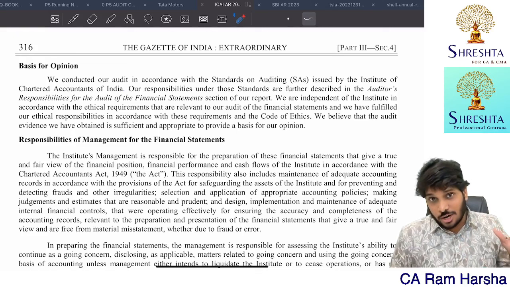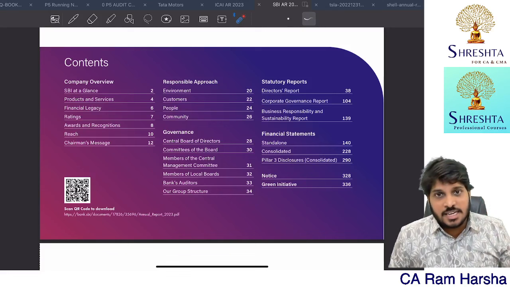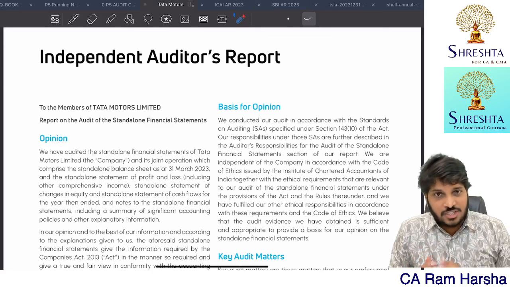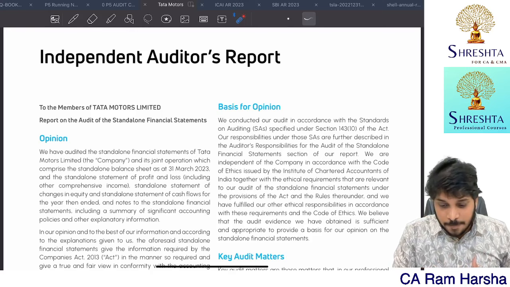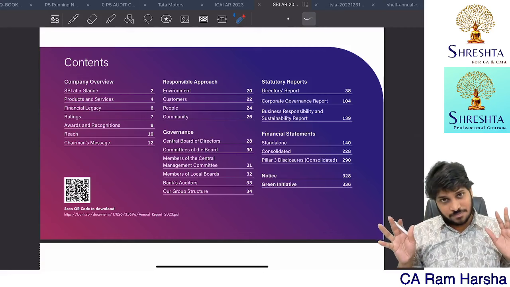It's not a company. ICAI is not a company. State Bank of India is a company, first of all, but in the business of banking, where RBI guidelines and the Banking Regulation Act will apply for preparing their own financial statements. Tata Motors prepares financials as per Schedule 3. The applicable financial reporting framework for Tata Motors is different. The applicable financial reporting framework for ICAI is different, whereas the applicable financial reporting framework for State Bank of India is different.